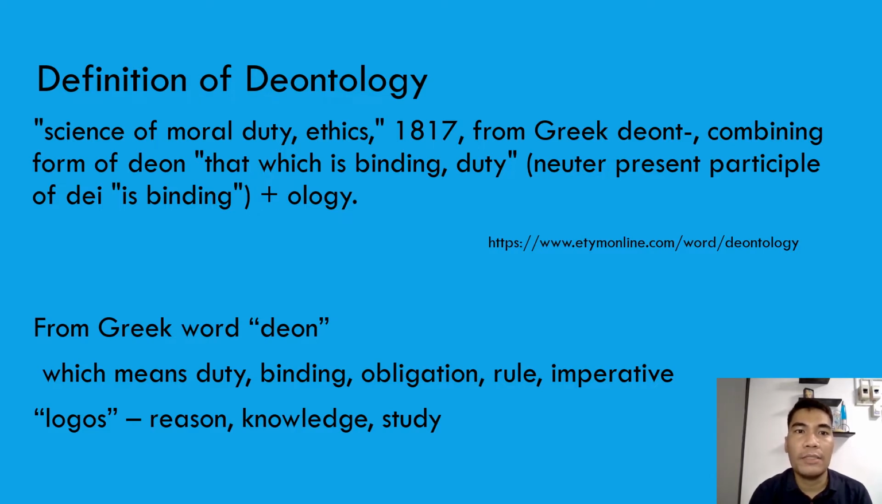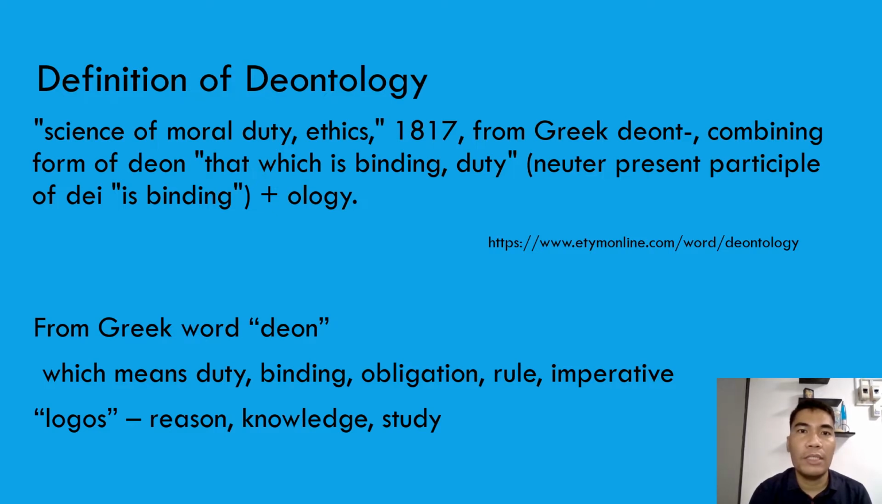Deontology is the science of moral duty ethics. It was first used in 1817. It's from the Greek word deont, which means duty, binding, obligation, rule, or imperative, plus the -ology or logos, which is reason, knowledge, or study.